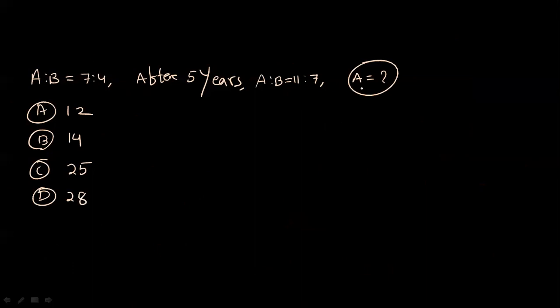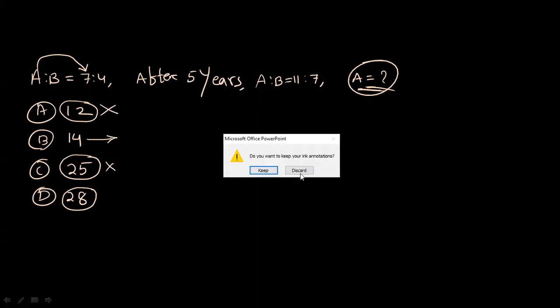Okay. So we have to find out the present age of A, and the present age of A is a multiple of 7. So is 12 divisible by 7? No. So it cannot be the right answer. Is 14 divisible by 7? Yes. 7 twos are 14. So 14 may be the correct answer. Is 25 divisible by 7? No. So 25 cannot be the right answer. Is 28 divisible by 7? Yes. So 28 can also be the correct answer. Okay. Now this answer 28 can also be correct. So here you are getting two possibilities.